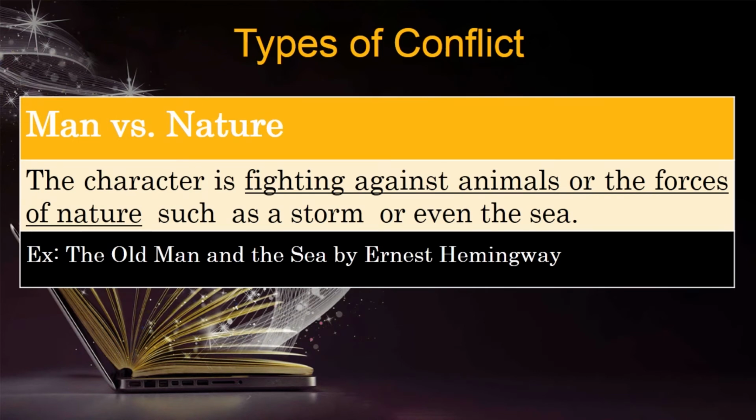Man versus nature. The character is fighting against animals or the forces of nature such as a storm or even the sea. It pits the main character against the forces of nature. It can be a natural disaster or a similarly dangerous situation. The problem here can be an earthquake, tornado, tsunami, volcanic eruptions, and many others. Example, The Old Man and the Sea by Ernest Hemingway.